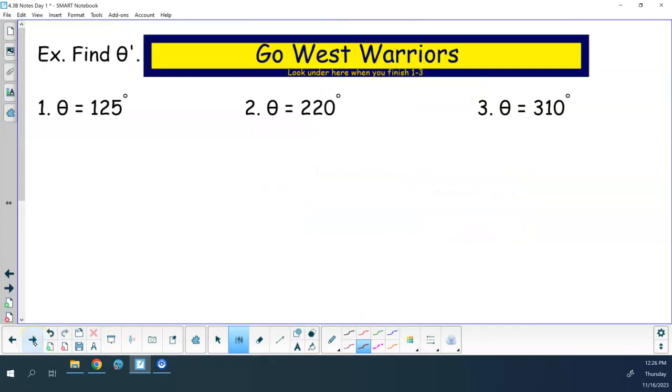So, what I want you to do now is draw out these 3 angles and then find me their reference angles. Drawing out all three angles and then finding me their reference angles.